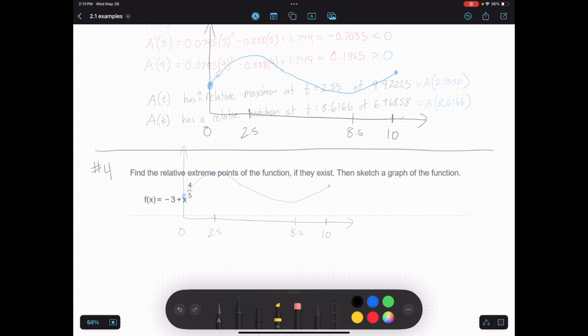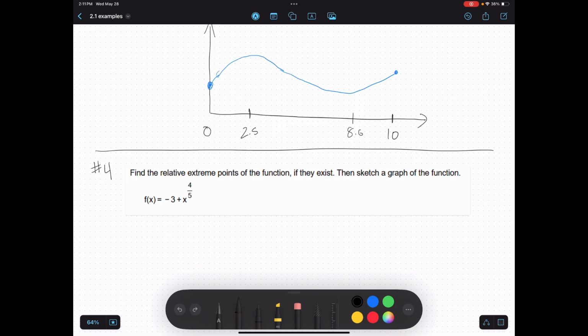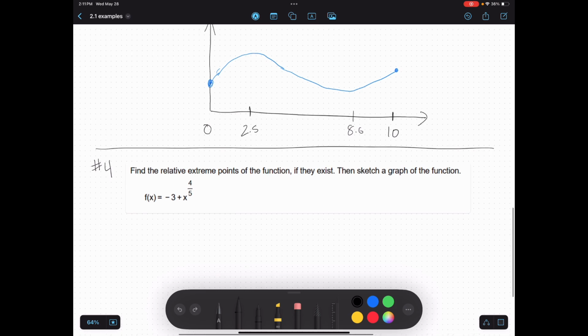Okay, let's look at another problem. Okay, the next one I want to look at is number 4. So this is just no application here. It's just a pure math problem. Find the relative extreme points of this function if they exist. And then we'll go ahead and try and sketch the graph. So my function here is negative 3 plus x to the 4/5.